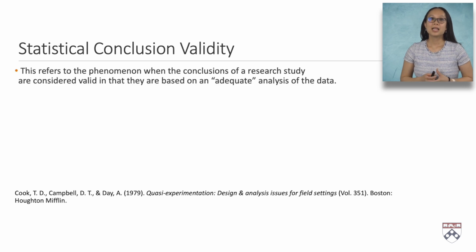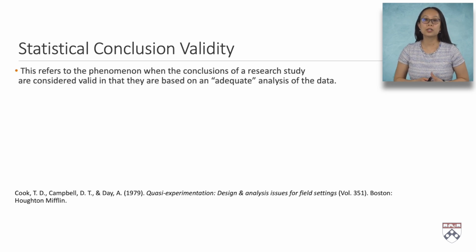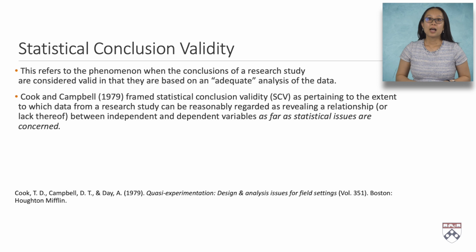What is it? This refers to the phenomenon when the conclusions of a research study are considered valid in that they are based on an adequate analysis of the data. And this type of terminology originated in work by Cook and Campbell in 1979, who framed statistical conclusion validity, or SCV, as pertaining to the extent to which data from a research study can be reasonably regarded as revealing a relationship or a lack thereof between independent and dependent variables as far as statistical issues are concerned.